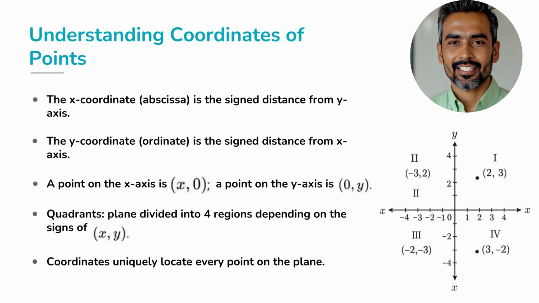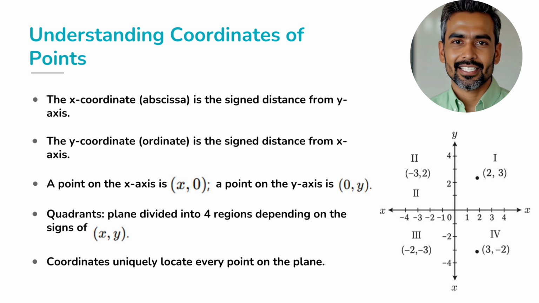Every point in the plane is located by two values. The first value is the x-coordinate, also called the abscissa. This tells us how far the point is from the y-axis. The second value is the y-coordinate or ordinate. This tells us how far the point is from the x-axis. For example, any point lying on the x-axis looks like (x, 0). A point lying on the y-axis looks like (0, y).